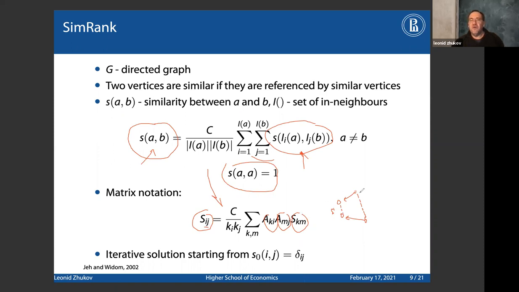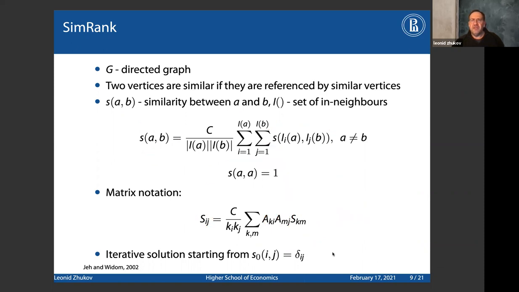And then we sum over, of course, all other nodes that point to those nodes and the similarity among them. Now, we don't know any of those similarities except for this boundary condition, or initial condition, that the self-similarity of a node is one. And then we just solve this equation iteratively, and you can calculate similarities that way. It's called SimRank, or similarity rank. And I believe it's implemented in NetworkX.